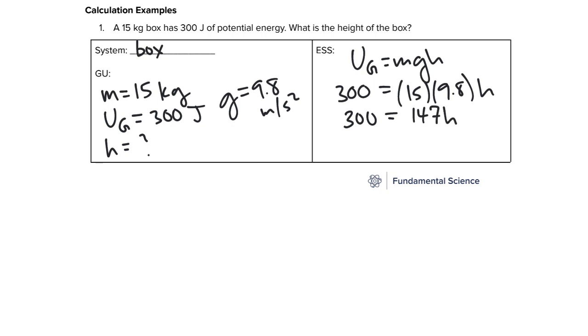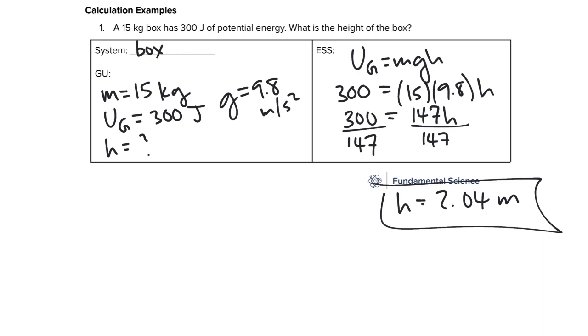15 times 9.8 is 147. So we get 300 on the left side still equals 147 times the height. And the last thing left to do algebraically here is divide by 147. You're doing a division because the 147 is currently multiplied by the height. I did see a lot of issues the other day with some people's algebra where they were subtracting this coefficient number instead of dividing. So make sure when your number is multiplied by your variable, you divide that number out instead of subtract, because division undoes the multiplication. And here I got to use my calculator again. We're going to do 300 divided by 147, and that is a height of 2.04 meters for that box to have that amount of potential energy.